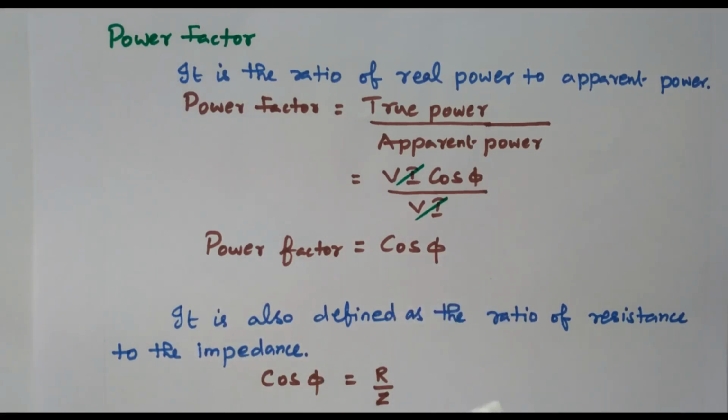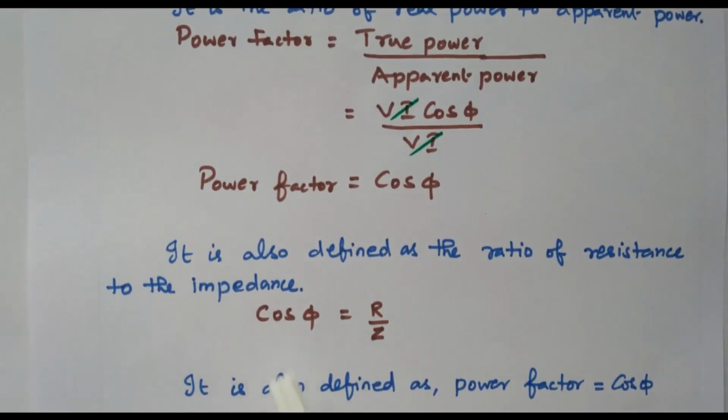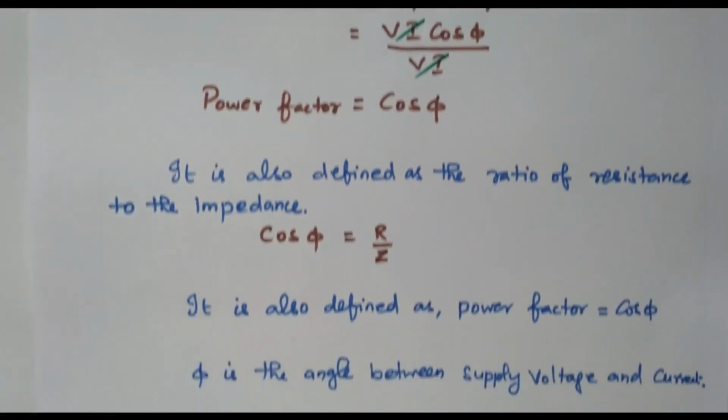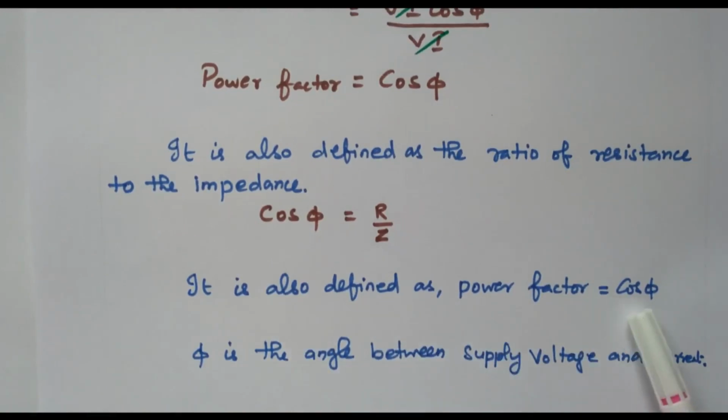For getting a better result, the angle between current and voltage should be 0. If it is 0, the power factor will be 1. So power factor is nothing but the cosine of the angle between current and voltage. It is also defined in another form. Cos phi can also be calculated from the impedance triangle as R divided by Z. So power factor is cos phi, where phi is the angle between supply voltage and current.